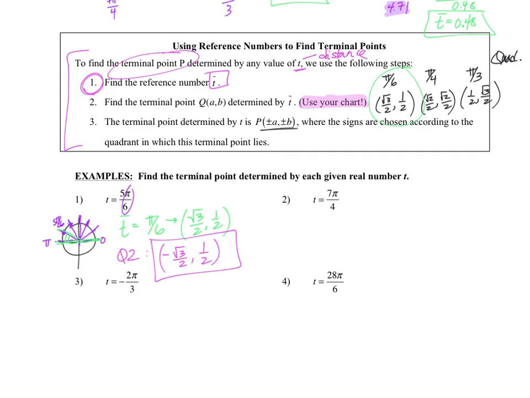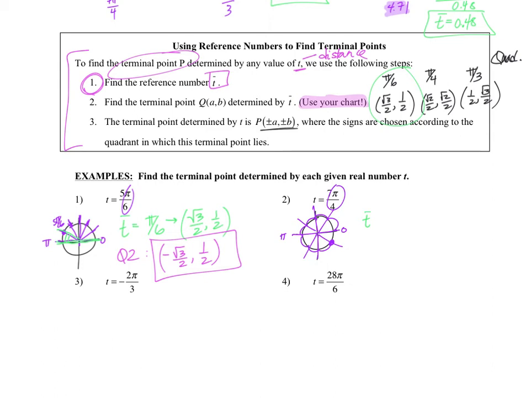All right, so for number 2, I break up my circle. I'm doing pi over 4s here. So this is pi, I'm gonna break it up into 4 sections, and I need 7 of them. So that means I have to go a little further. So I start right here at 0, that's 1, 2, 3, 4, 5, 6, 7. So that is 7 pi over 4.